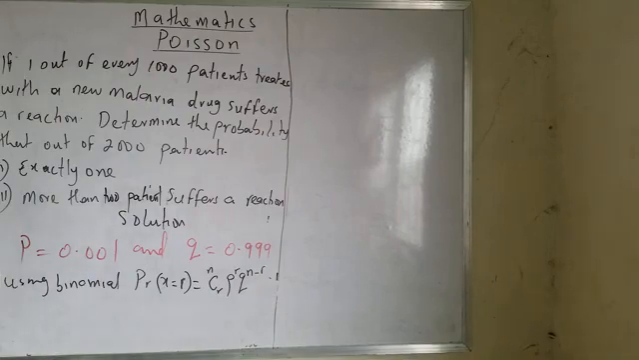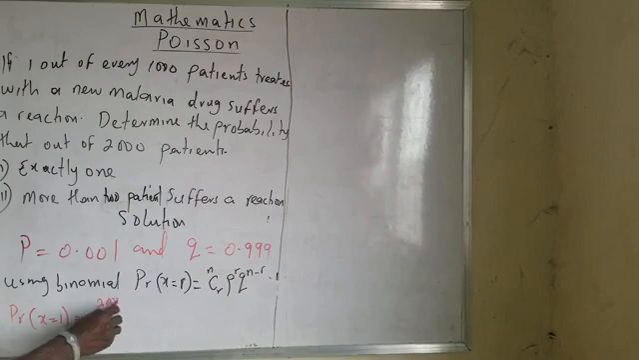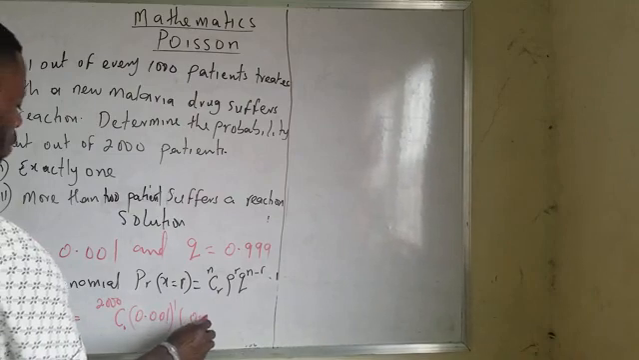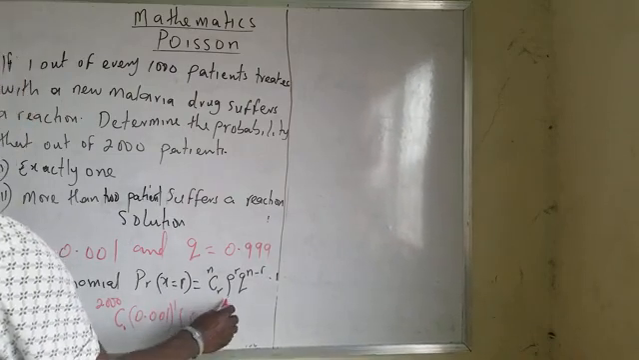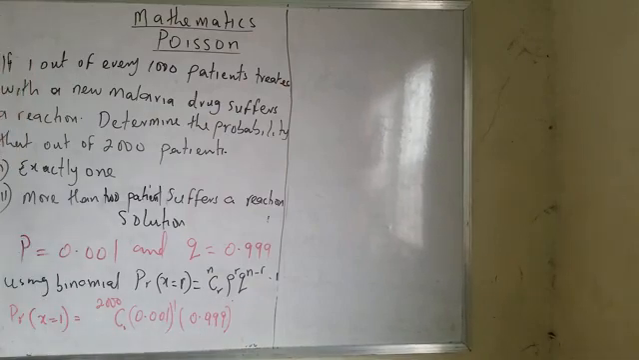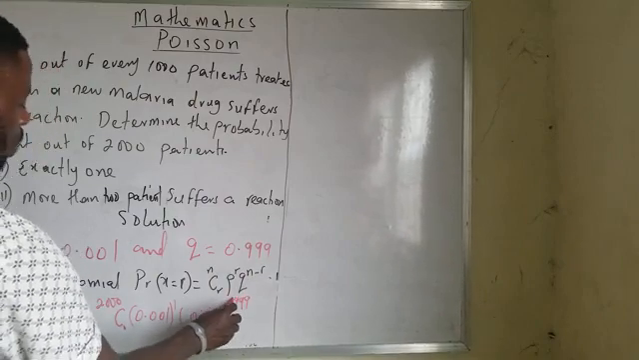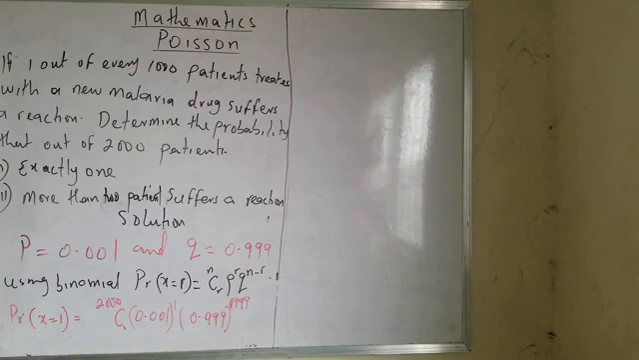Now, that is what we are talking about. I think I established this in my previous video. In the first one, we are talking about P of x equals 1, which will be equal to 2000 choose 1, times 0.001 raised to power 1, and also 0.999 to the power r. What is my r? My r is equal to n minus 1, which is 1999. That is very, very important.